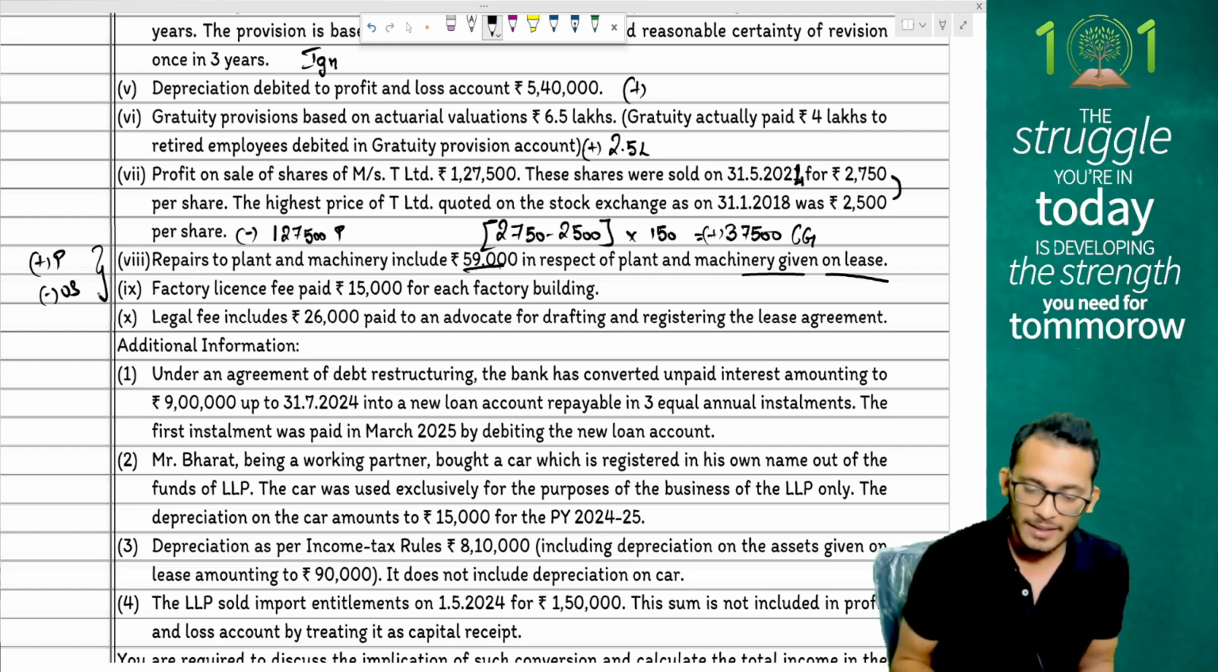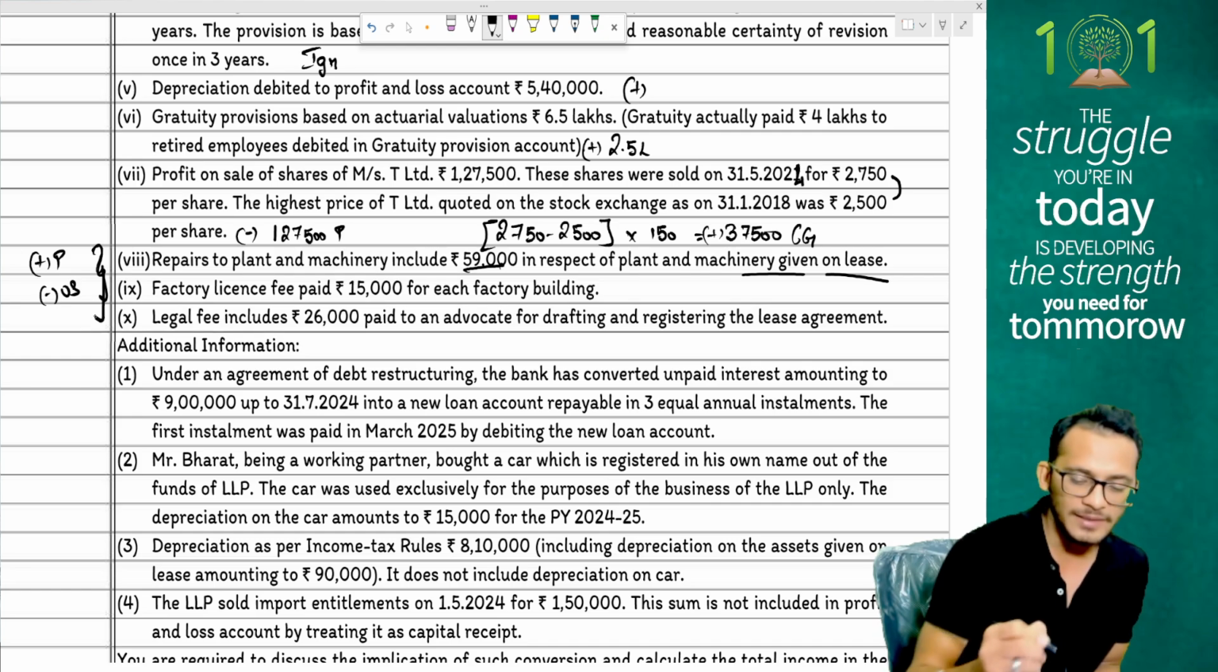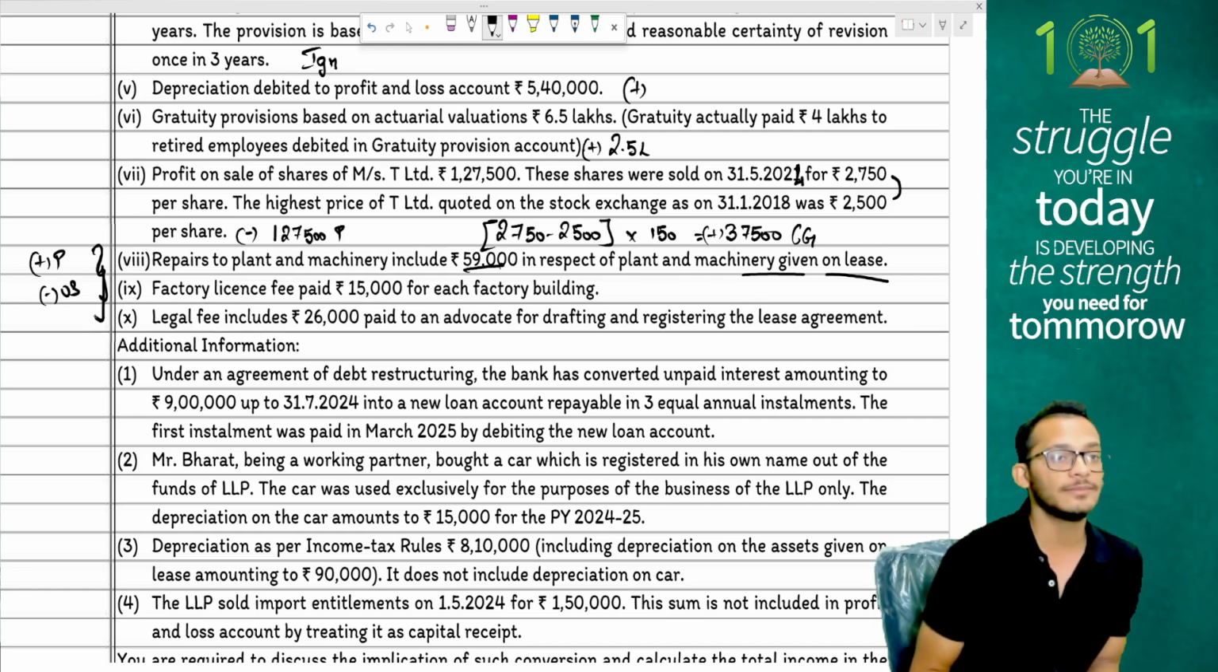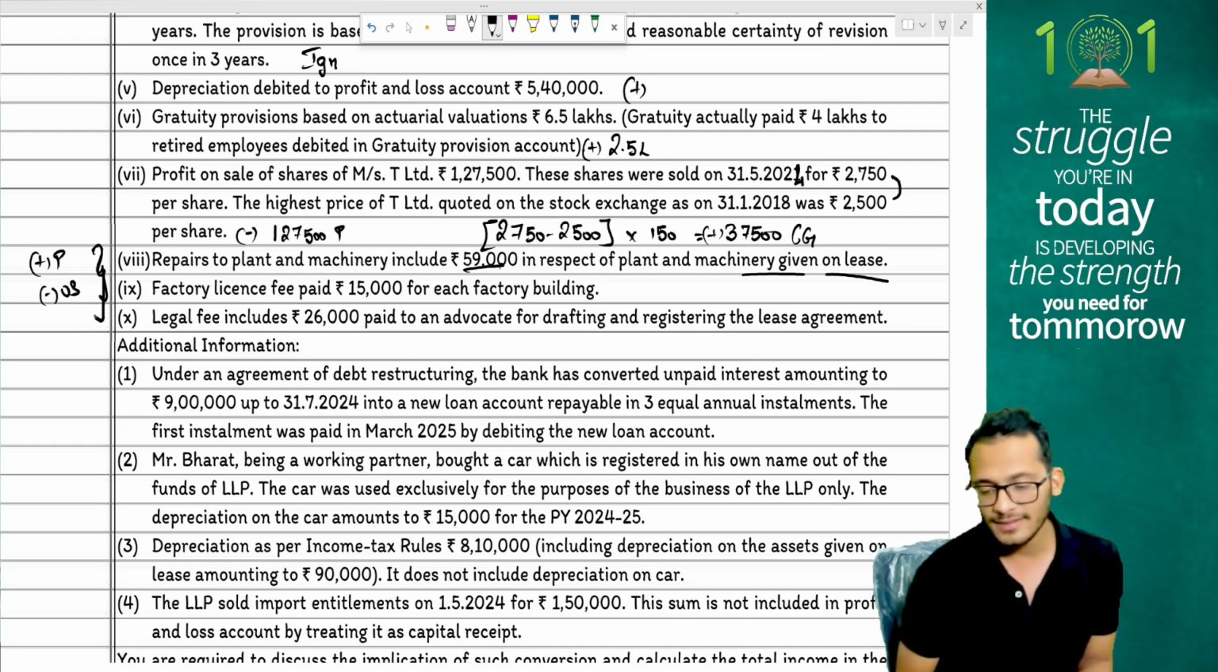Yes. Next, legal fees include 26,000 paid to an advocate for drafting and registering the lease agreement. Same logic. So again, take it from PGBP and move it to OS. All these items are to be claimed under OS. All these are information given in the statement. Let's check my additional information.